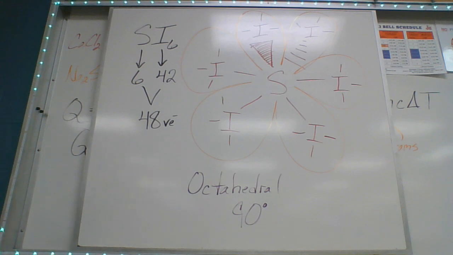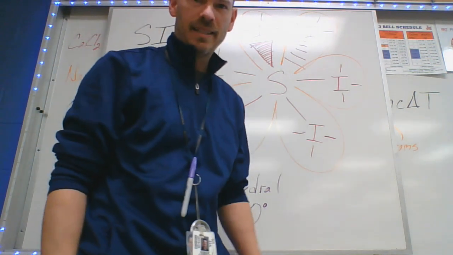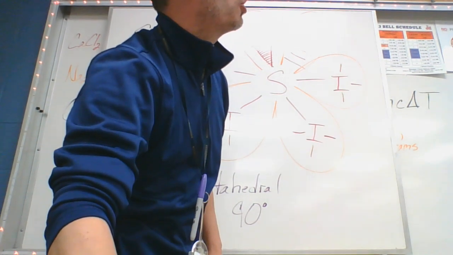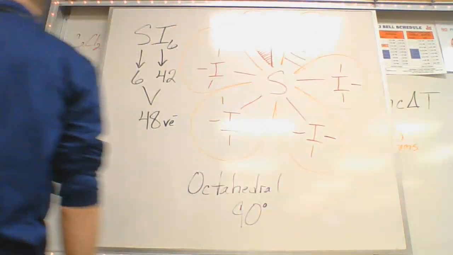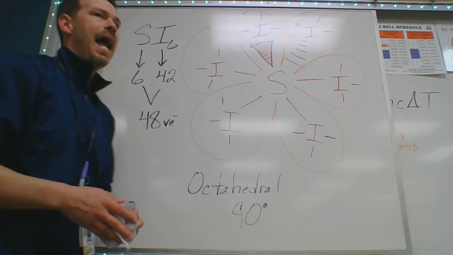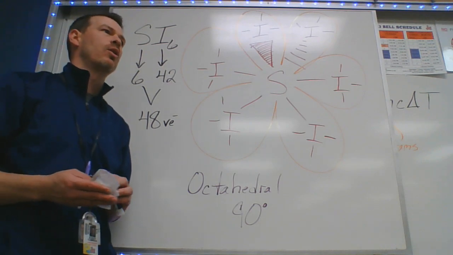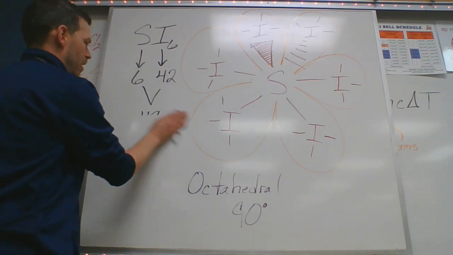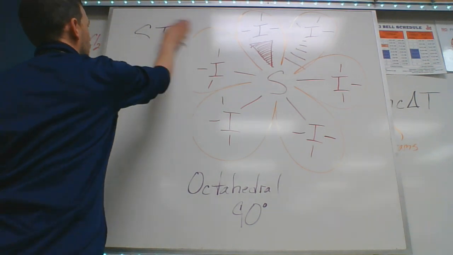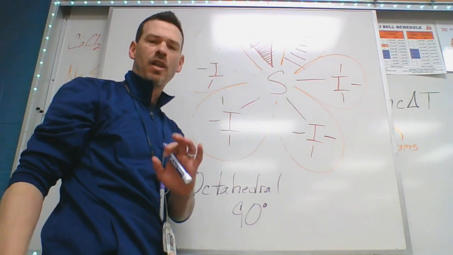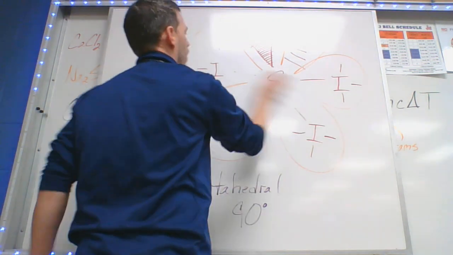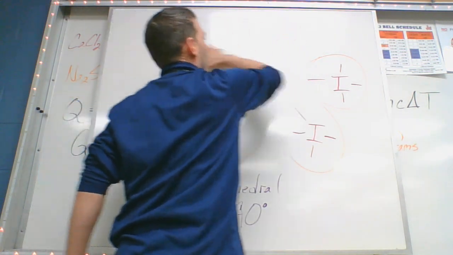All right, well, let's see if you can do it. You try one, yeah? Astatine pentachloride. And don't draw darkened and dashed lines for the going away and coming towards you. Just be normal.